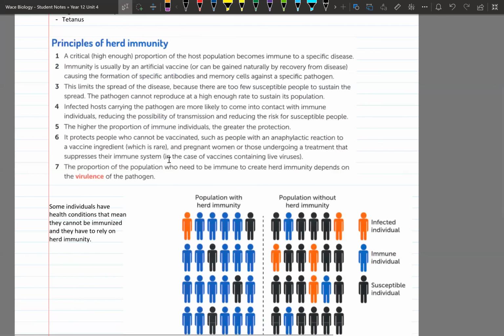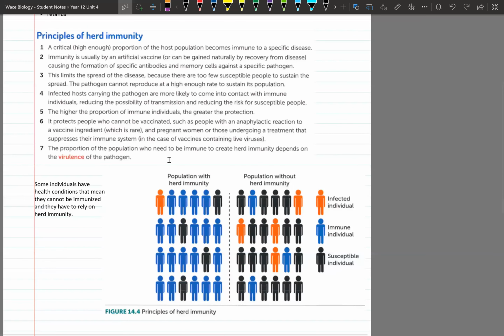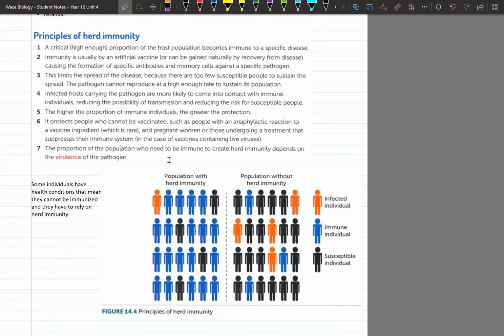I'm gonna zoom out for this, but there's really no way around this particular principle of herd immunity. So I'm gonna highlight some of the key things that you need to know here. Essentially, you do need to know these 7 principles, if I can say.